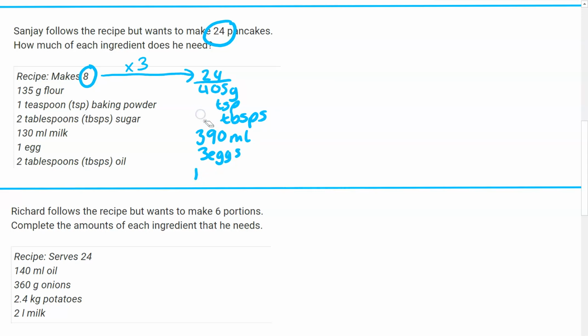Oh, lordy, I made a mistake there. I looked at the 8. I'm supposed to be multiplying by 3, aren't I? So 3 teaspoons and 6 tablespoons and 6 tablespoons of oil. Hopefully you spotted that mistake before I did.